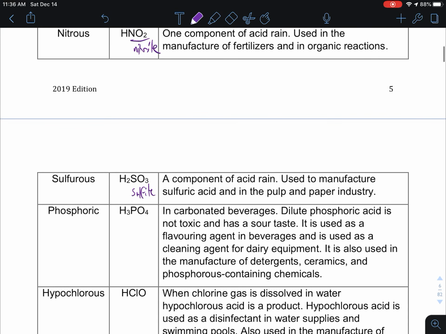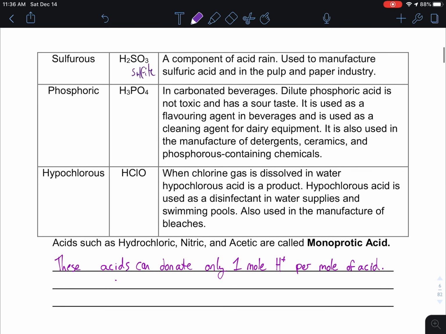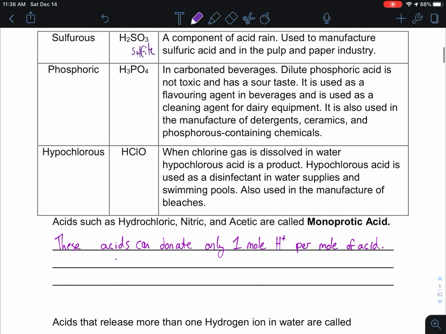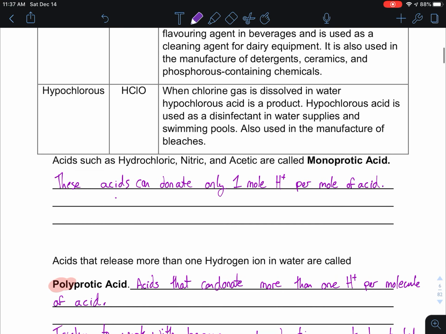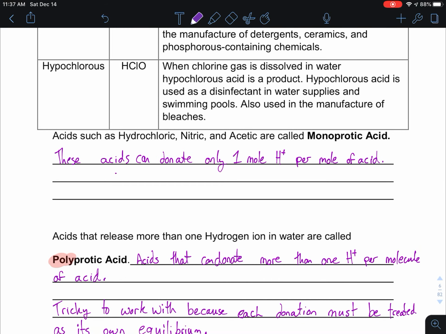So sulfite becomes sulfurous, and phosphate becomes phosphoric, and hypochlorous comes from chlorite. These are all acids. We use them all over the place. You can read those little definitions about where they've been used, and we're going to carry on.